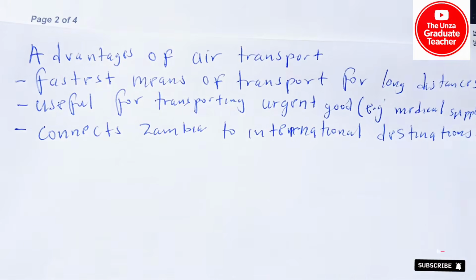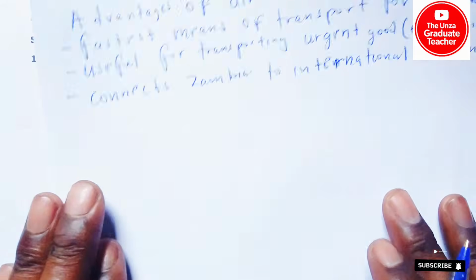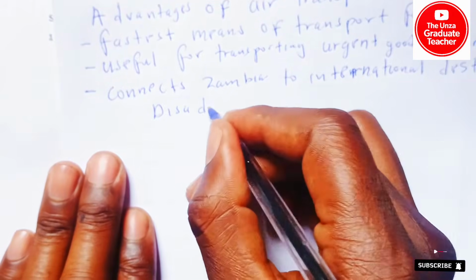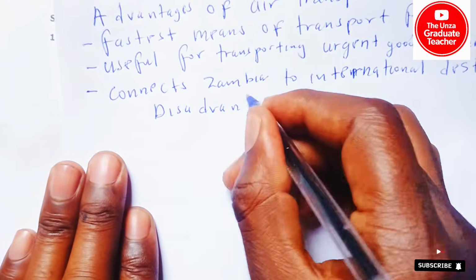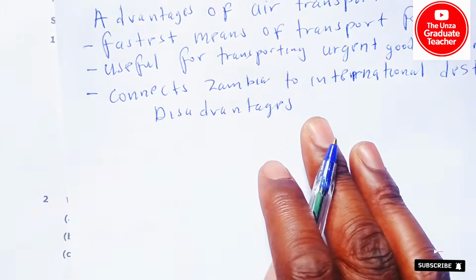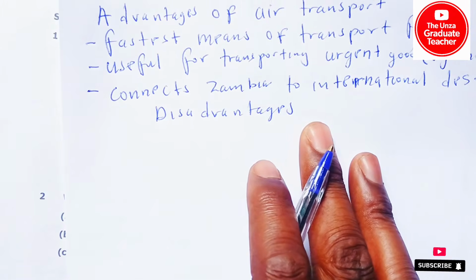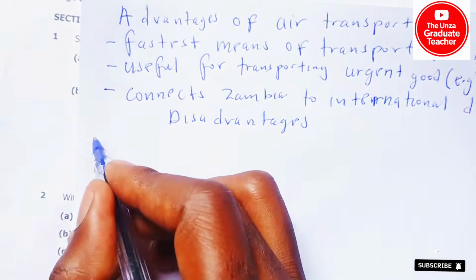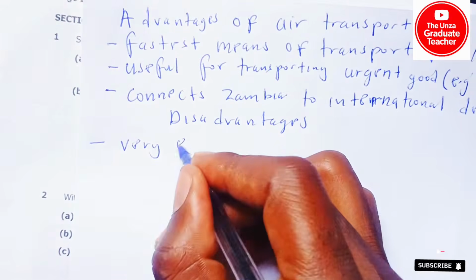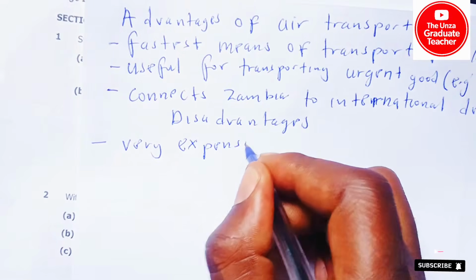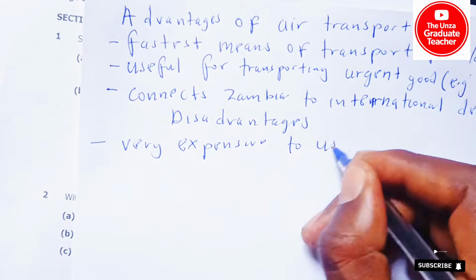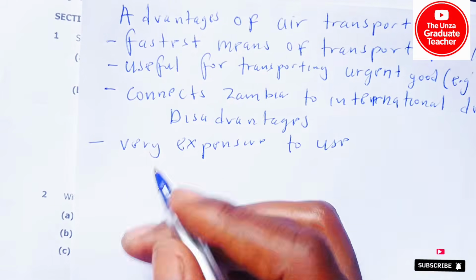So these are the advantages. So we are going to talk now about the disadvantages of air transport. So you can write the disadvantage. If you want, you can write in the exam. So you say it is very expensive. It's not easy for you to use a plane. Using a plane is very expensive. That's a disadvantage.